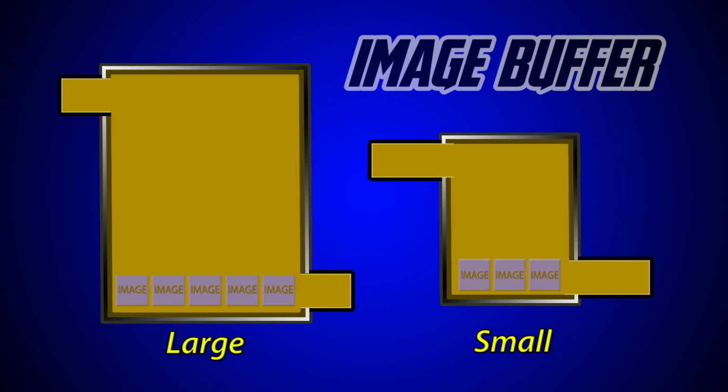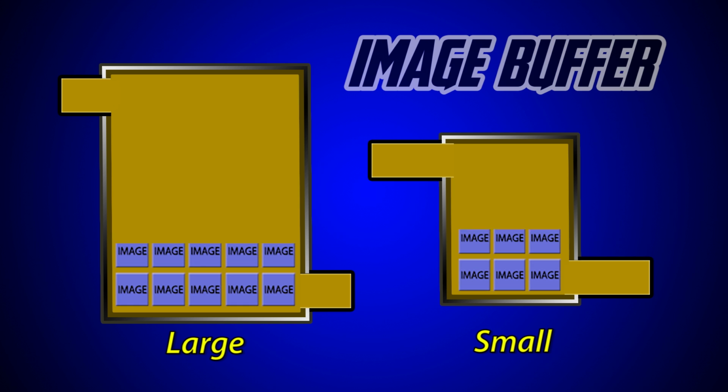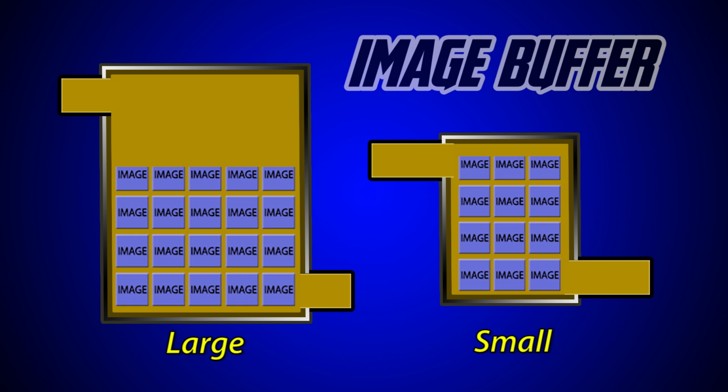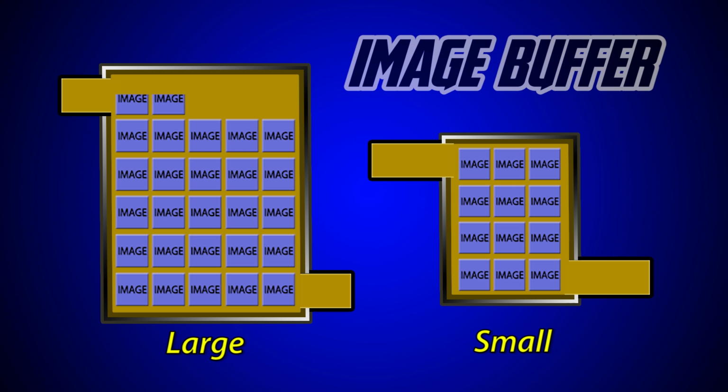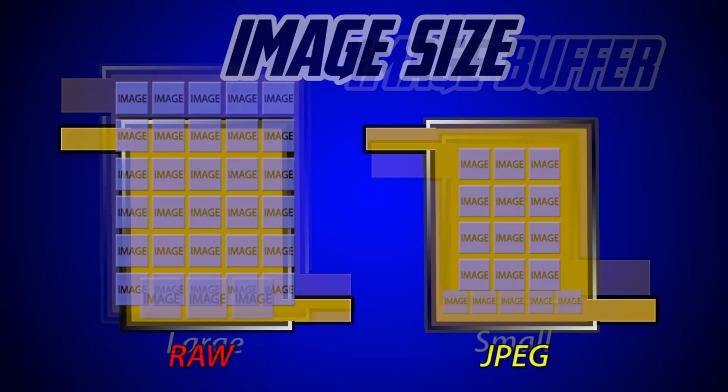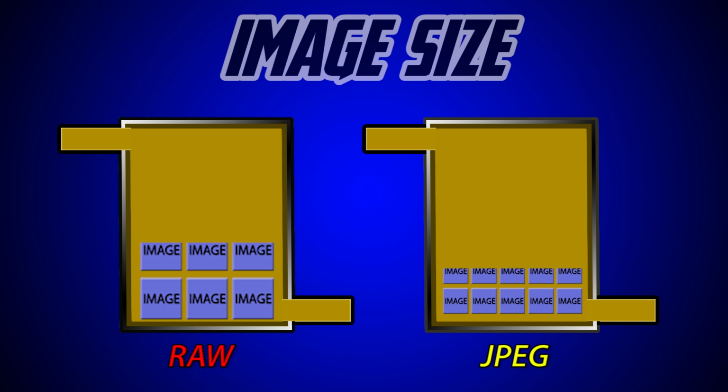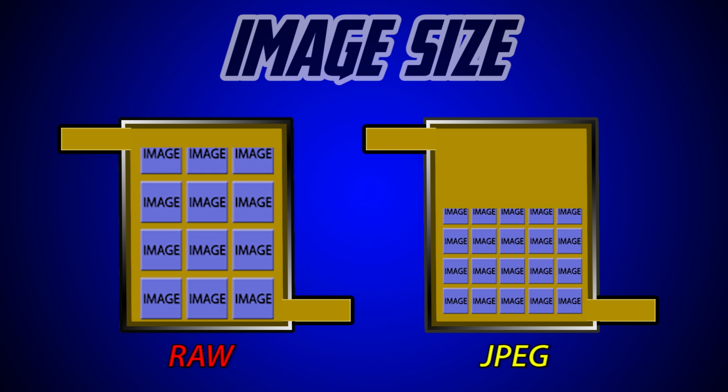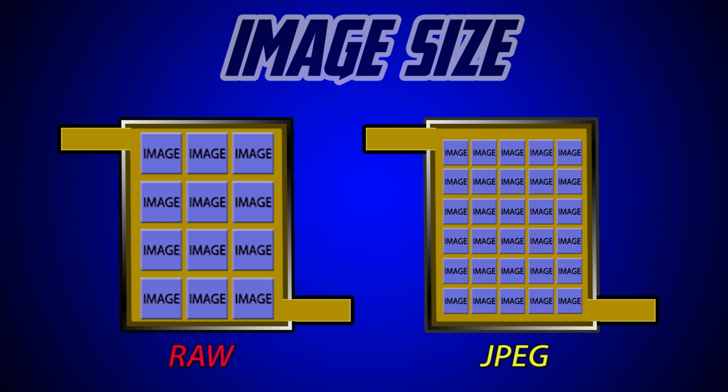Larger buffer spaces will be able to hold more images than smaller buffer spaces, and because of this, they will take longer to fill before the camera starts to slow down, all else being equal. RAW images are much larger in file size than JPEG images. One would expect that shooting RAW would fill the buffer faster than shooting JPEGs.